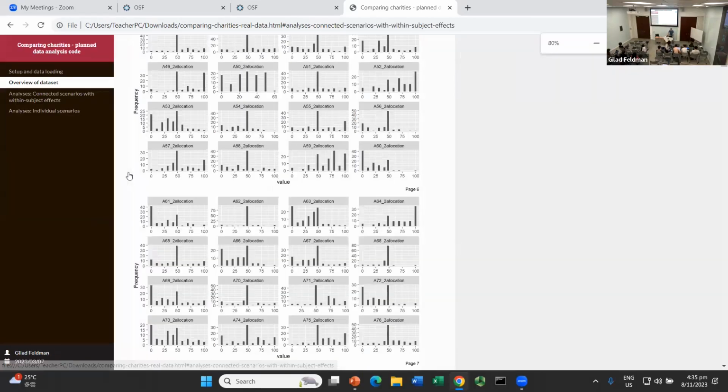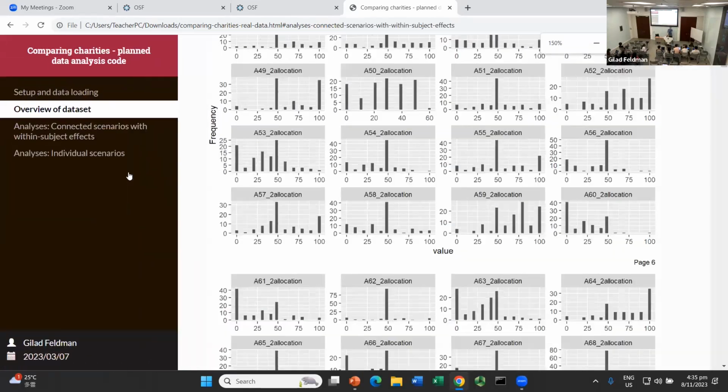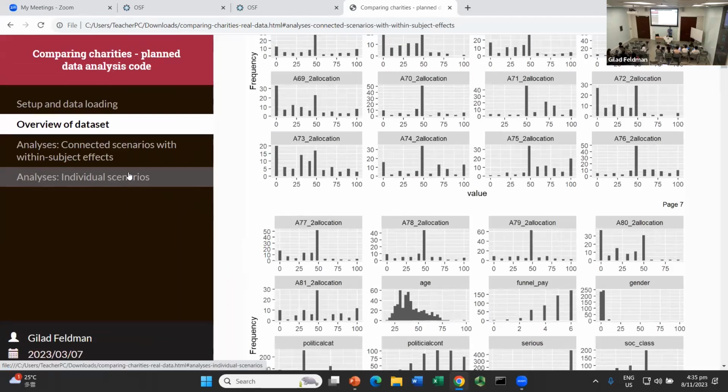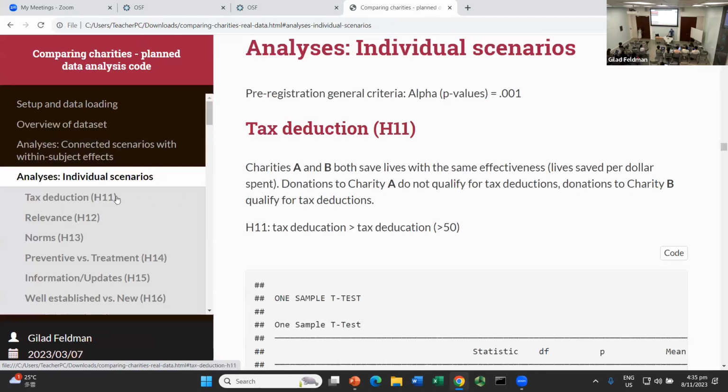So we've got two sets of analyses. One type of analyses are ones where we had linked hypotheses that are actually related to each other. So this is one block, and the other block is just individual scenarios. So let me show you what that looks like. I'll start from the individual scenarios.